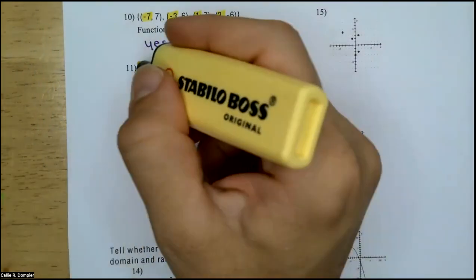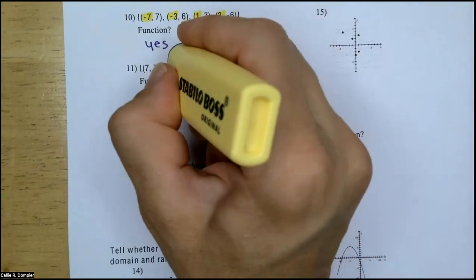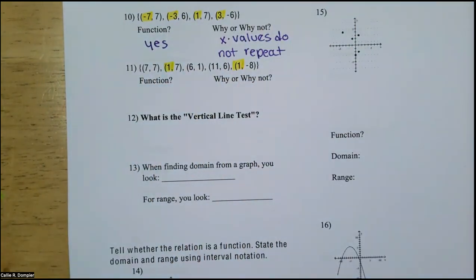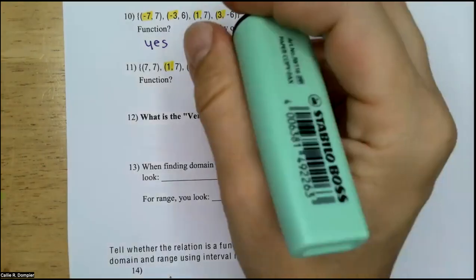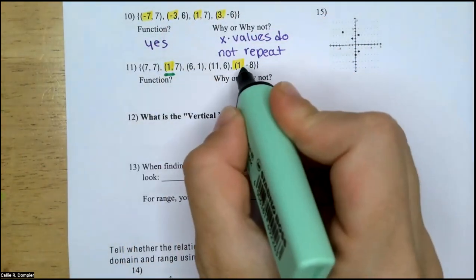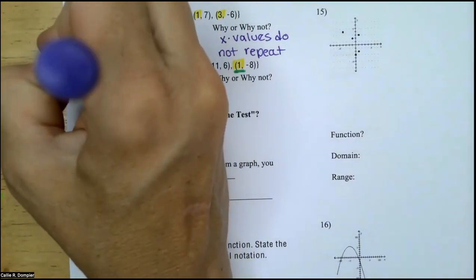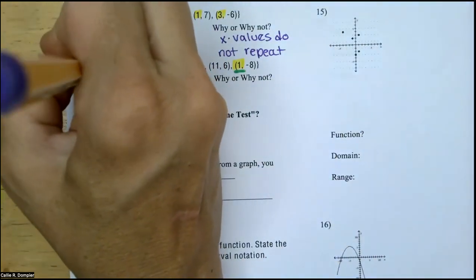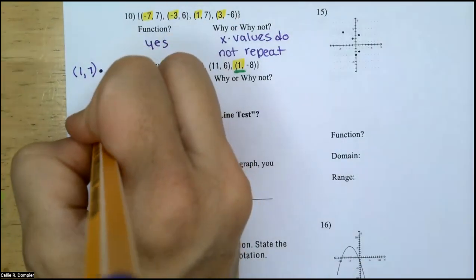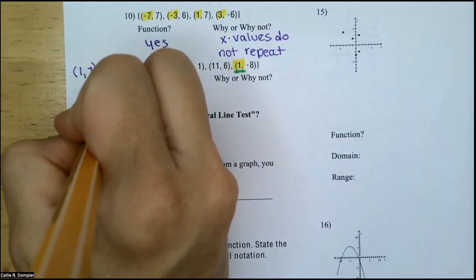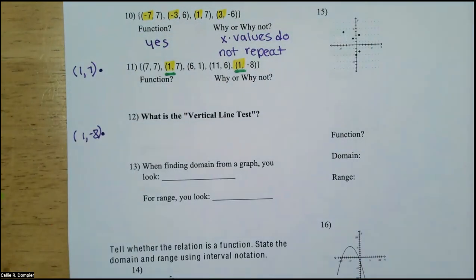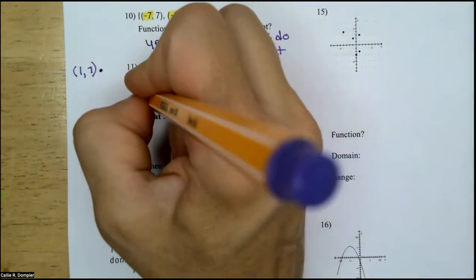Then we've got 7, 1, 6, 11, 1. I have a repeating X value with a different Y value. If I were to graph that at X equals 1, I would have (1, 7), and I would have (1, -8). Not a function. Okay.